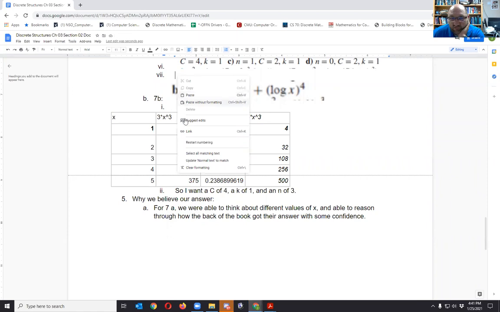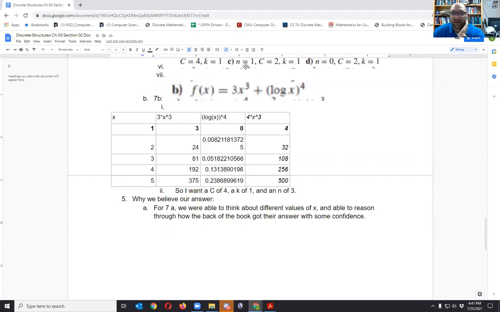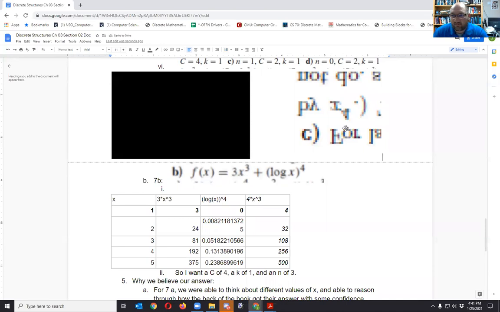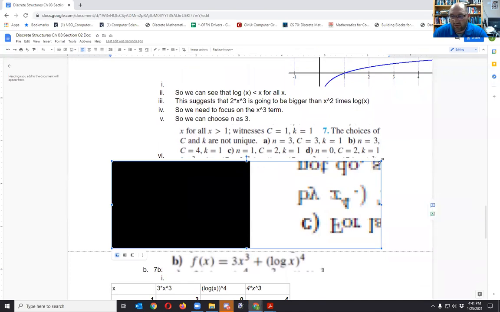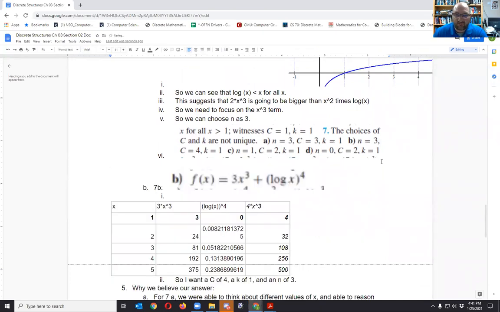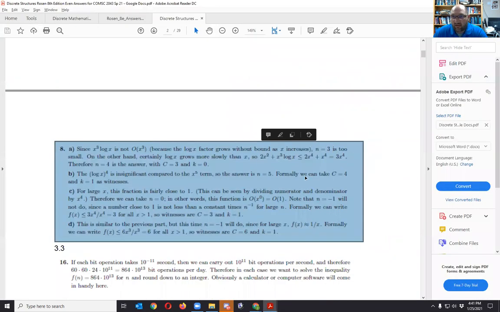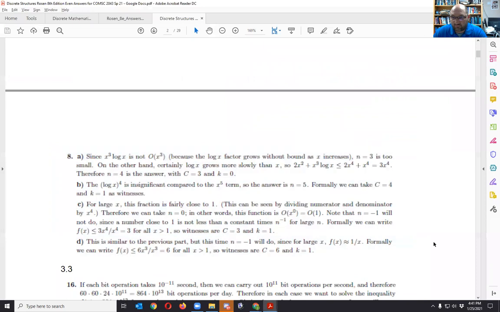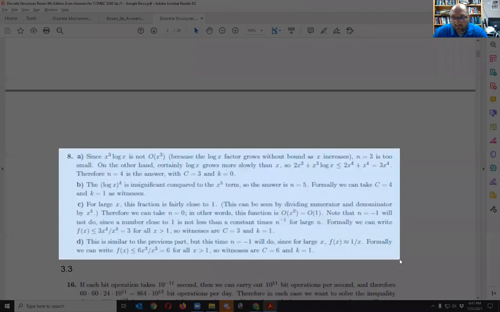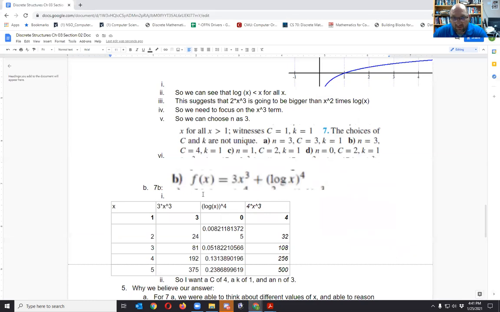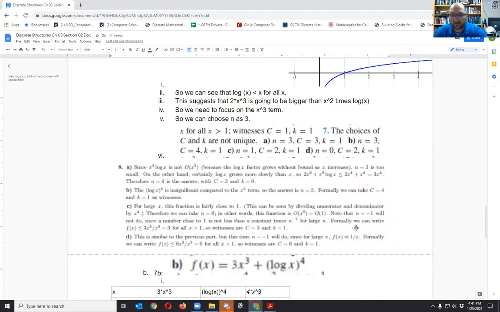Paste. Okay, I don't think I'll be able to do this. No, let me try something different. It's just getting wonky on me, and I don't really understand why. But I can do this. Whenever you make a copy of a copy, it's never as sharp as the original. So let's try it anyway. Okay, so that's a little more legible.